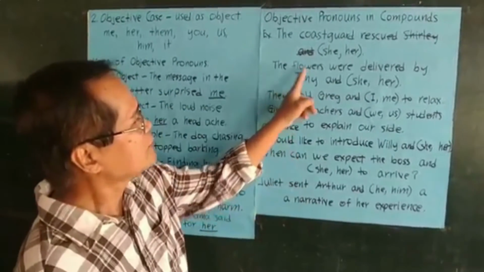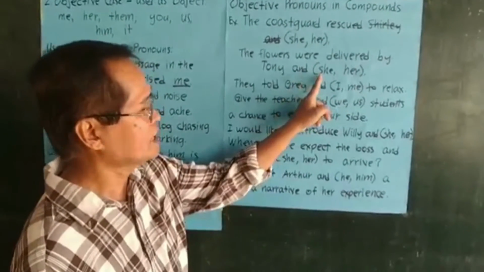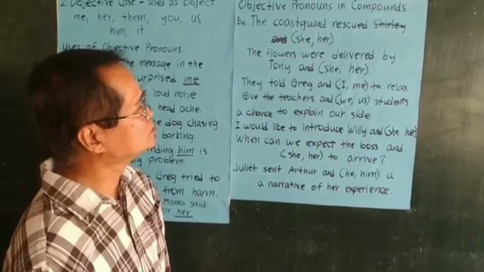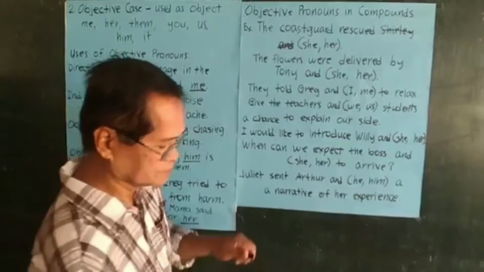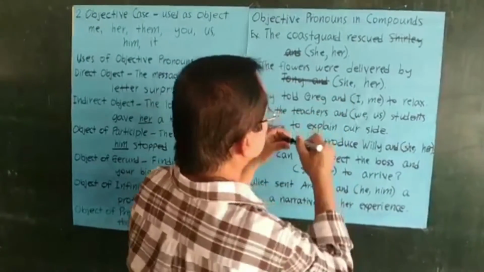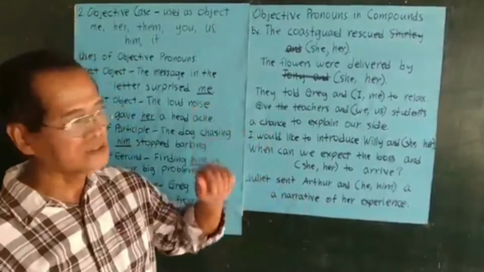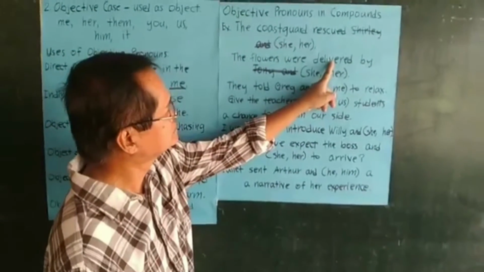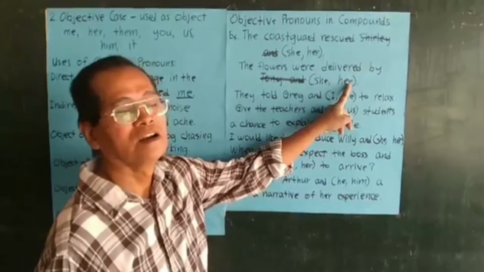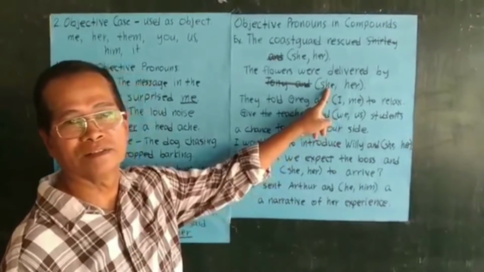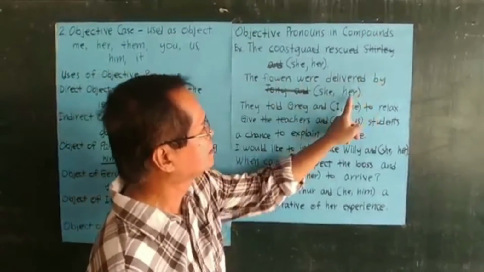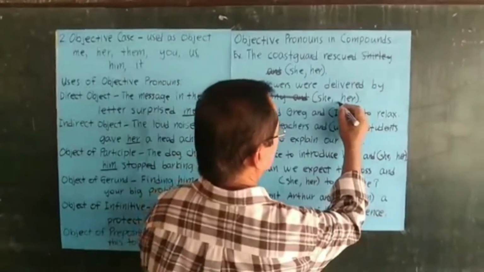Next, the flowers were delivered by Tony and she or her. Now the same, we are going to disregard Tony and, then read the sentence. The flowers were delivered by she or her. If your answer is she, it sounds awkward, isn't it? So our answer should be her. The flowers were delivered by her. So this is our correct answer.